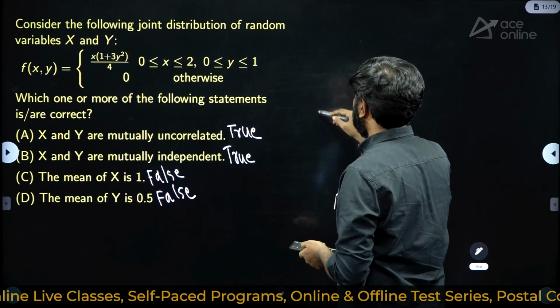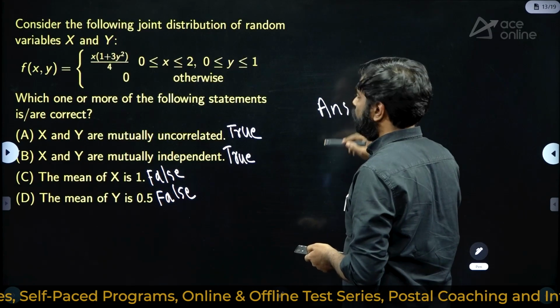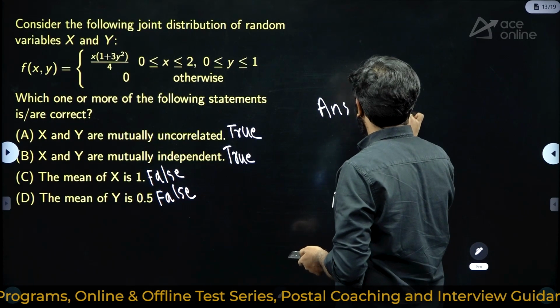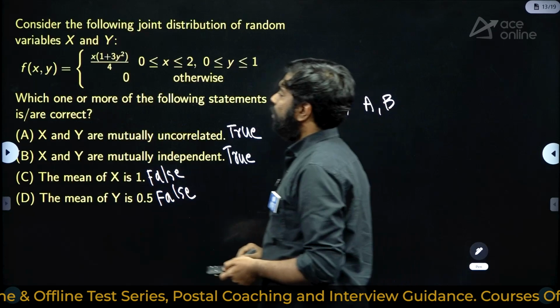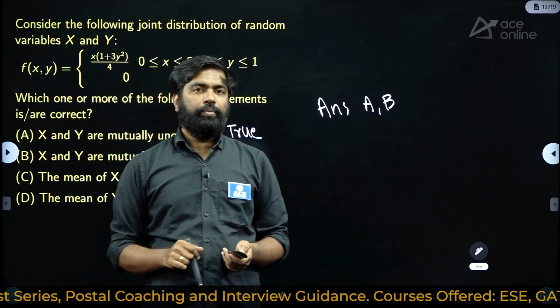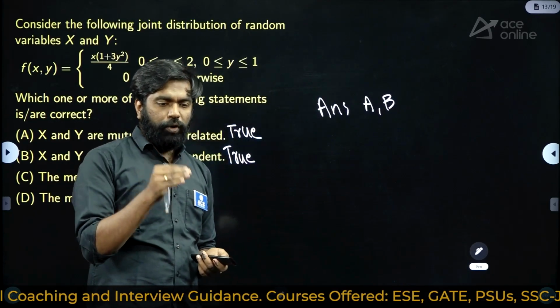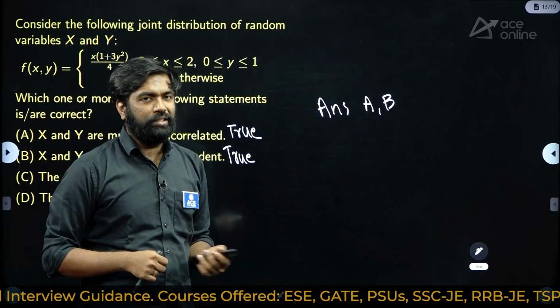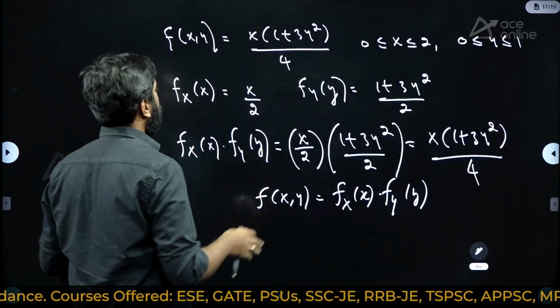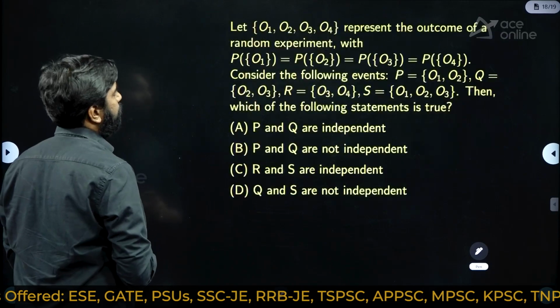Now how many correct answers are there? This question has two correct answers. One is A, the other is B. So this comes under what? This comes under MSQ. MSQ will have one or more than one correct answers. So you can go through this. It was a very lengthy question actually.